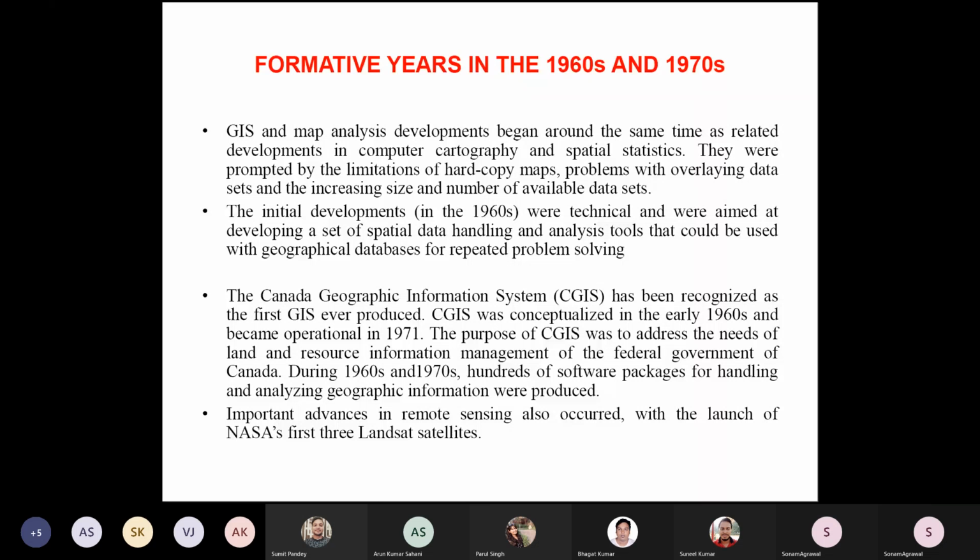Okay. Next, it is about the different advances in the field of remote sensing also. What is the role of remote sensing in GIS? Can anybody think and tell me about this? What is the role? Remote sensing GIS के लिए क्या करता है?